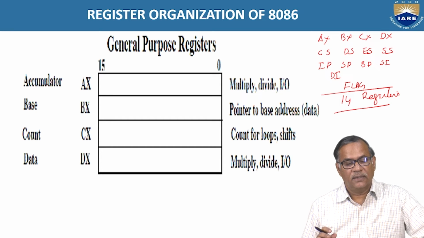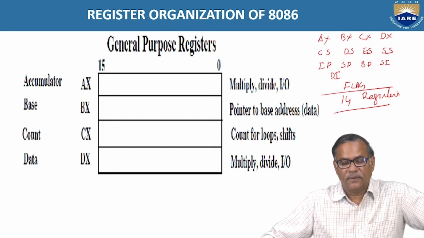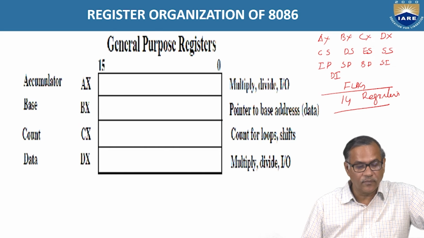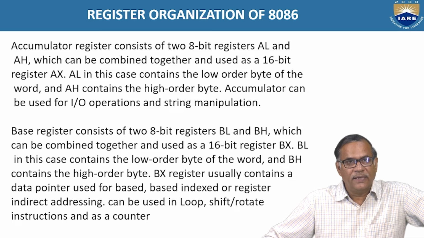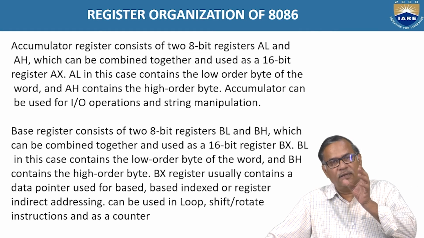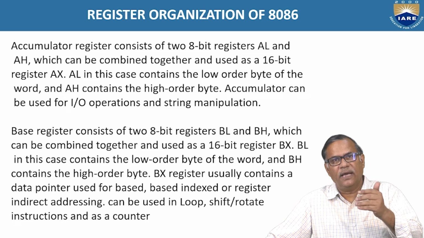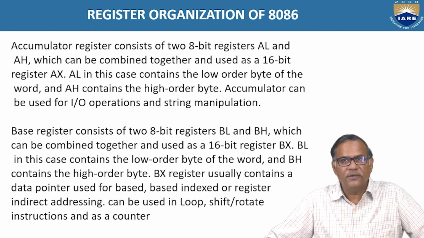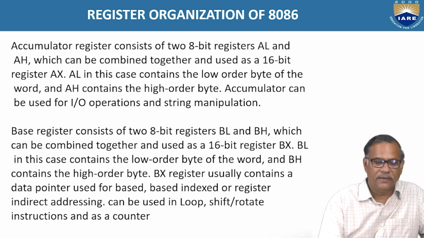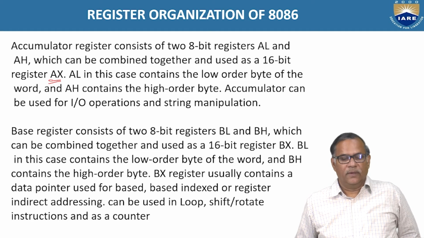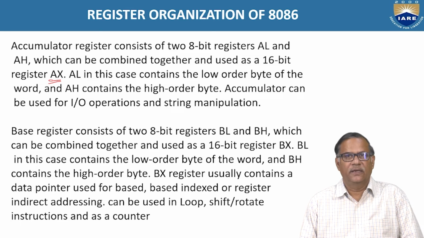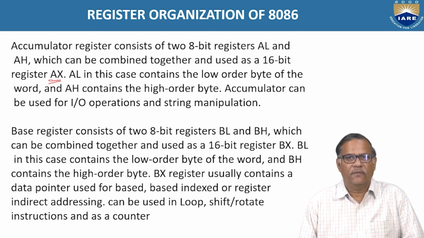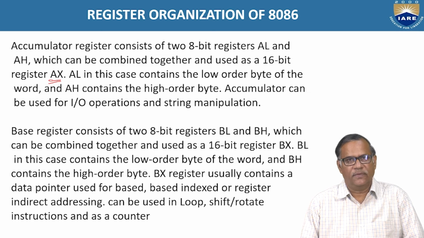So the register AX is basically used for multiply and divide and IO instructions. This is also called the accumulator register. And AX, we call it as AL and AH. AL is the lower byte of AX register and AH is the higher byte of AX register. So these can be combined together and used as a 16-bit register AX. So AL contains the low order byte of the word and AH contains the high order byte. The accumulator is used for IO operations and string manipulations and also for arithmetic and logic computations.